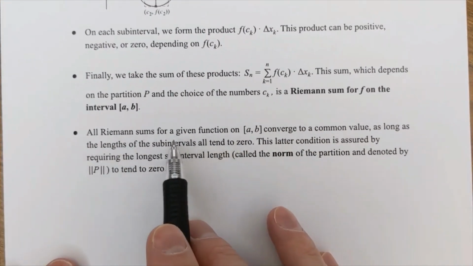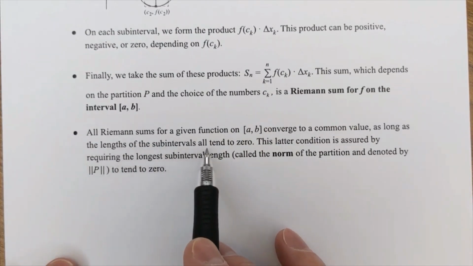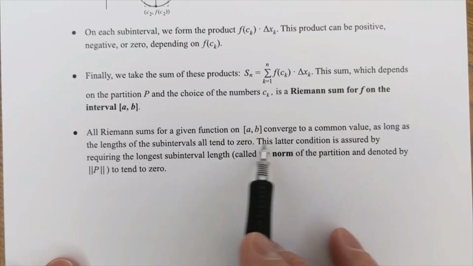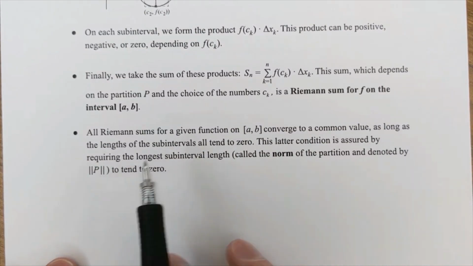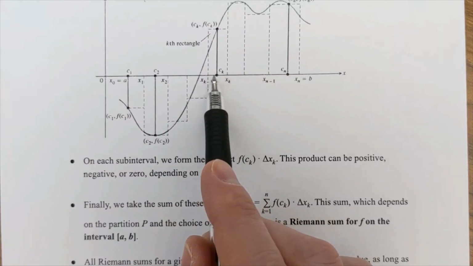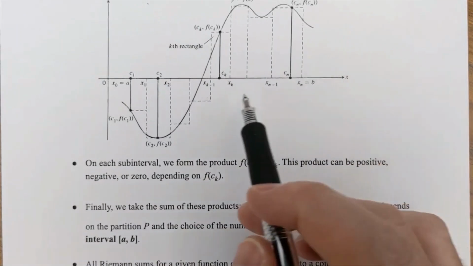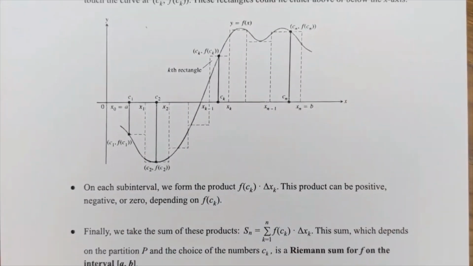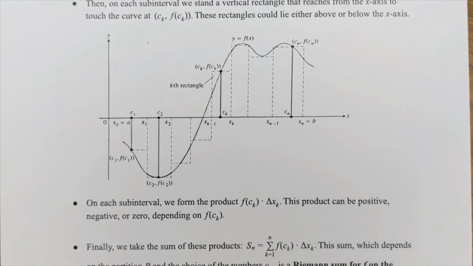All Riemann sums for a given function on A to B converge to a common value, as long as the lengths of the subintervals tend to 0. This latter condition is asserted by requiring the longest subinterval length, called the norm, to tend to 0. What that means is, as these rectangles get narrower and narrower, all the options you choose will eventually reach the same value. That's why when you were doing MRAM, RRAM, and LRAM last section, the more intervals we chose, the closer those values would come to each other.